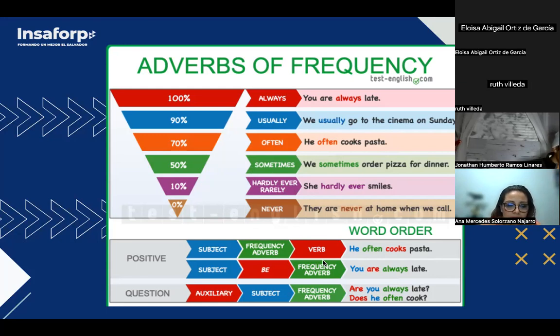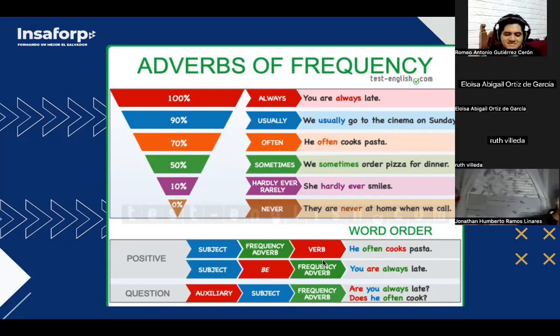Okay, for positive statements, we have this structure. We're going to start with the subject, like the ones we see there: you, we, he, she, they. Then you're going to write the frequency adverb, which would be always, usually, often, sometimes, hardly ever, rarely, and never. And the last part is going to be the verb.